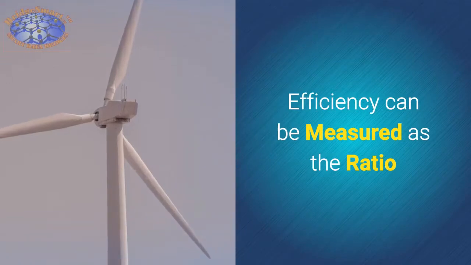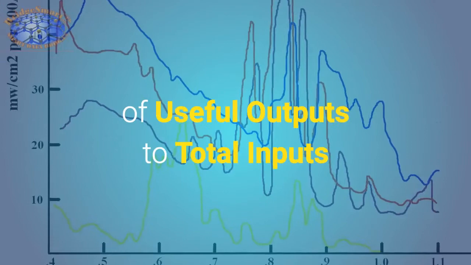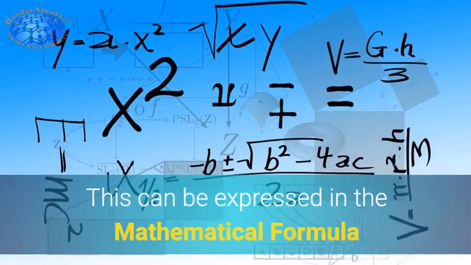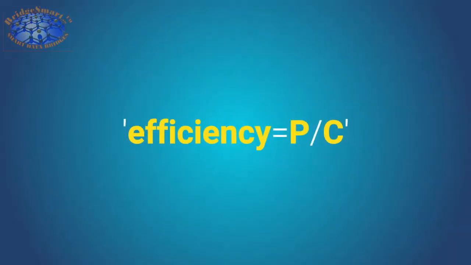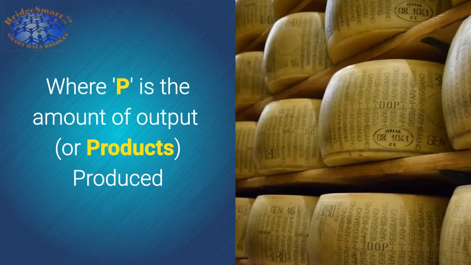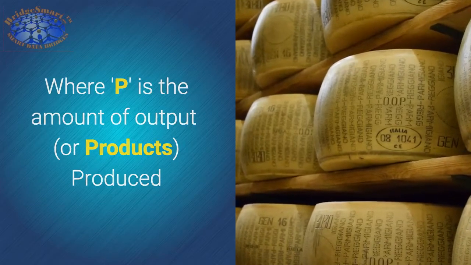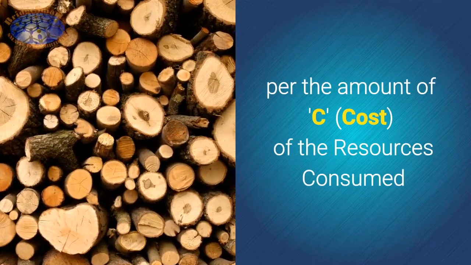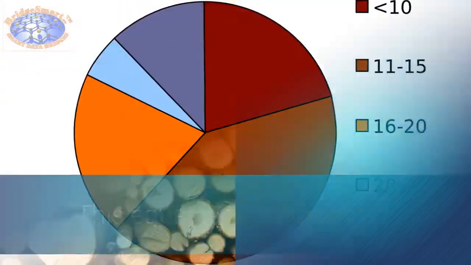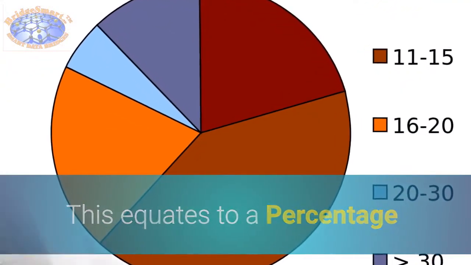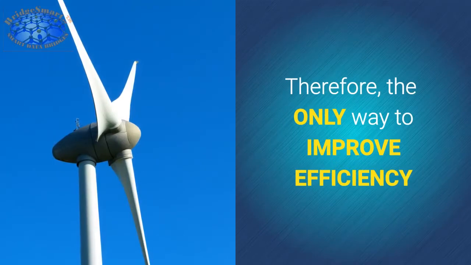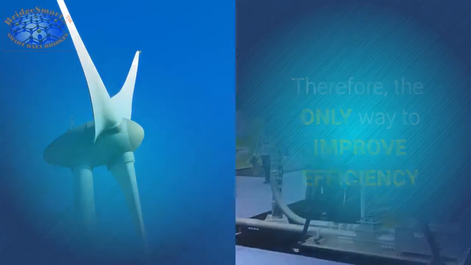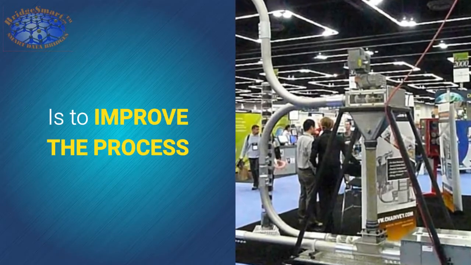Efficiency can be measured as the ratio of useful outputs to total inputs. This can be expressed in the mathematical formula: efficiency equals P divided by C, where P is the amount of output or products produced per the amount C, the cost of the resources consumed. This equates to a percentage that defines the current process in place. Therefore, the only way to improve efficiency is to improve the process.